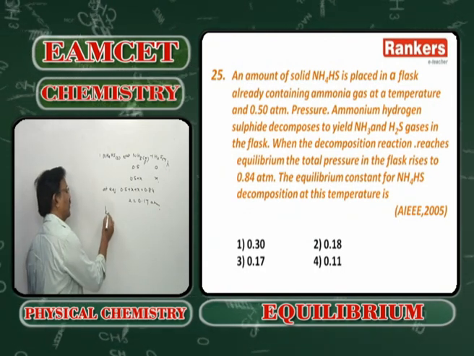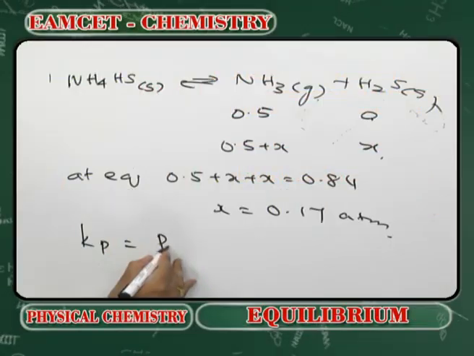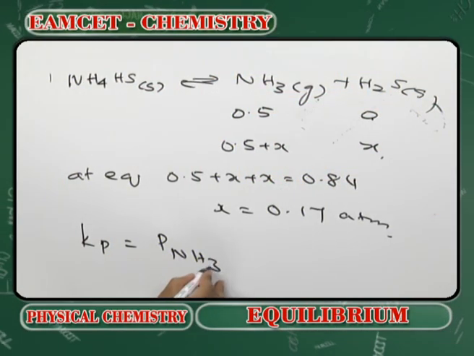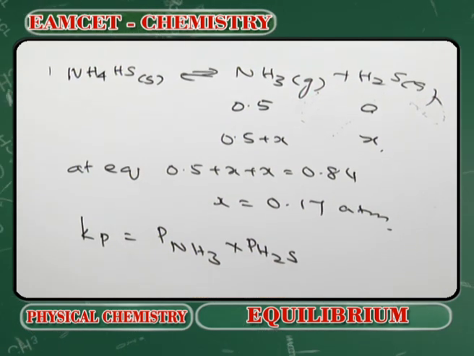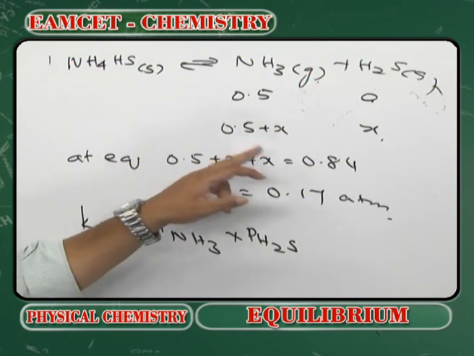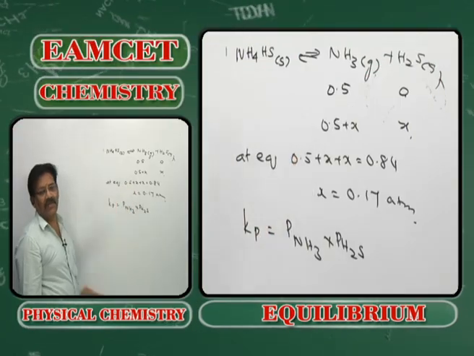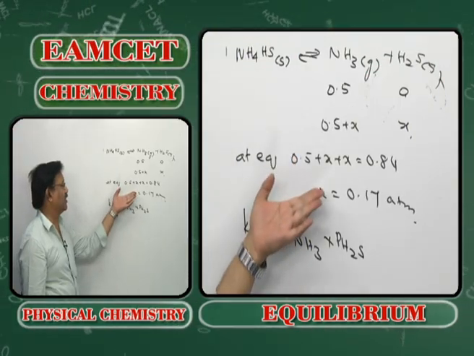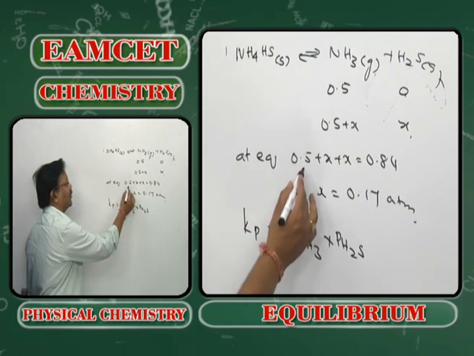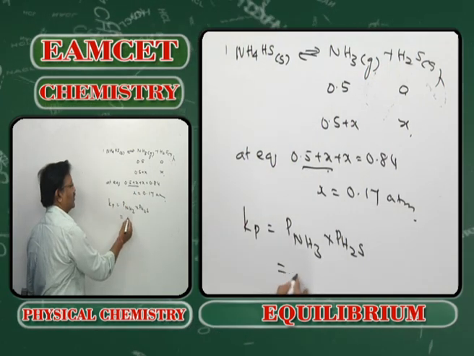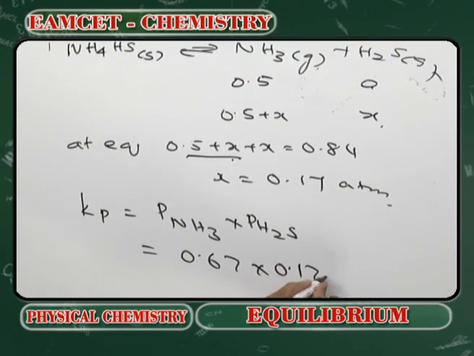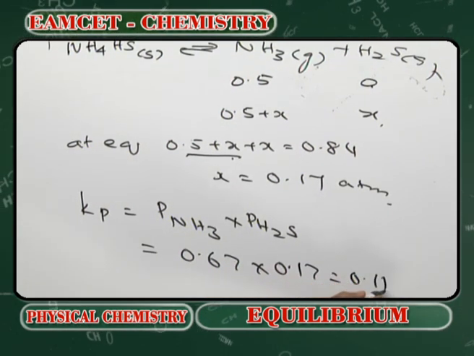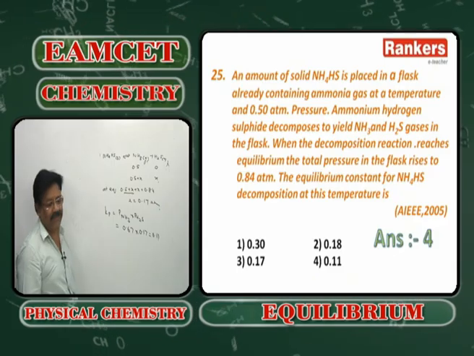What is the Kp value? Partial pressure of NH3 into partial pressure of H2S. What is the partial pressure of ammonia at the equilibrium? 0.5 plus X, 0.67 into 0.17. It comes around 0.11. Option 4 is the answer.